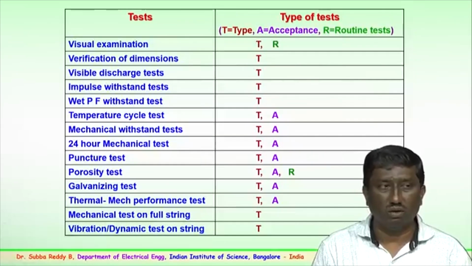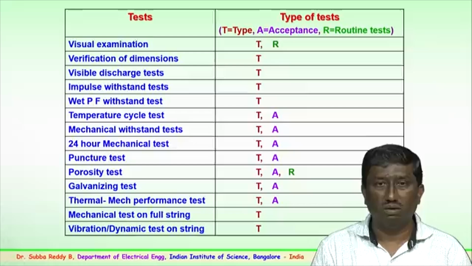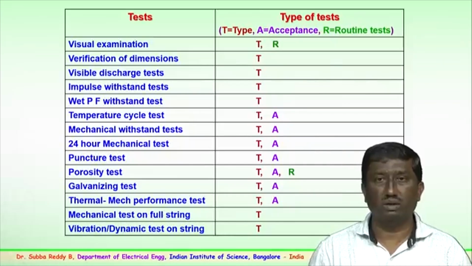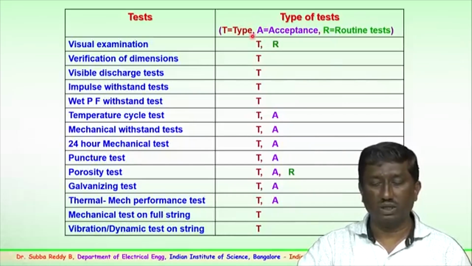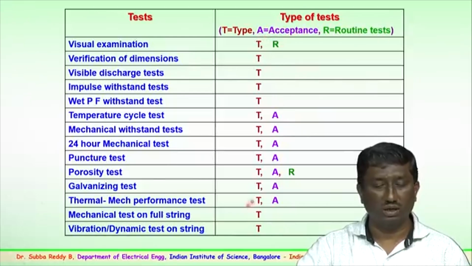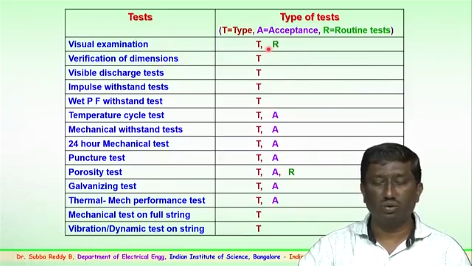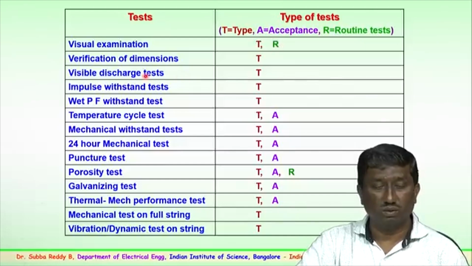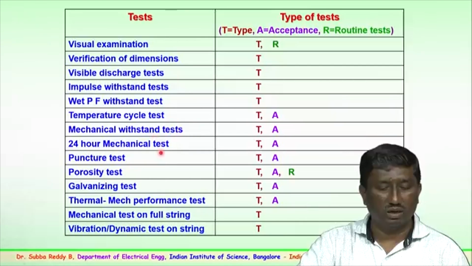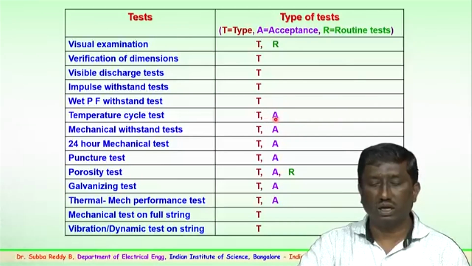So, this is the summary of all the tests for ceramic or glass insulators. Various important tests are mentioned here, where T is for type test, A is for acceptance test, and R is for routine test. You can see various type tests, such as visual examination, which comes under both type test and routine test. Similarly, verification of dimensions is a type test. Impulse withstand, visible discharge or corona, wet withstand, temperature cycle test, mechanical test and puncture test come under both type test and acceptance test.